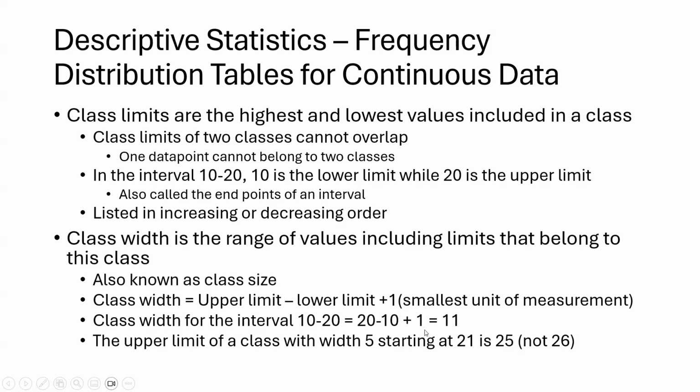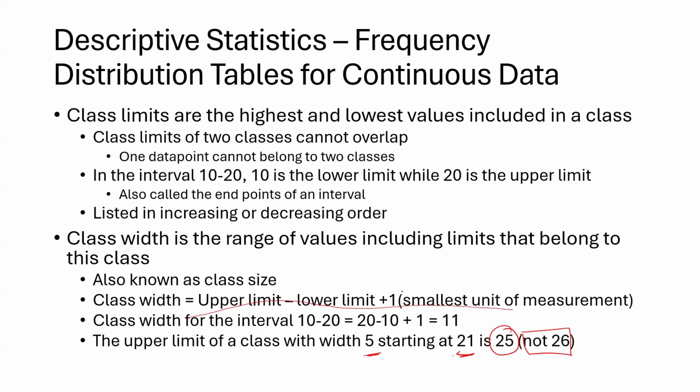The upper limit of a class. Now, this is an important point. If we are given that the lower limit of a class is 21 and the class width is 5, the upper limit is going to be 25 and not 26, which is the first thing that comes to mind. The easiest thing is to simply add 5 to 21 and get 26. But this is not the case because the upper limit is calculated by rearranging this expression.